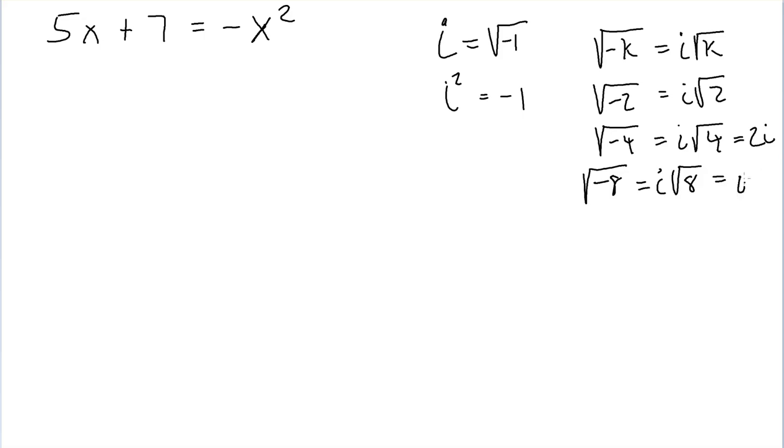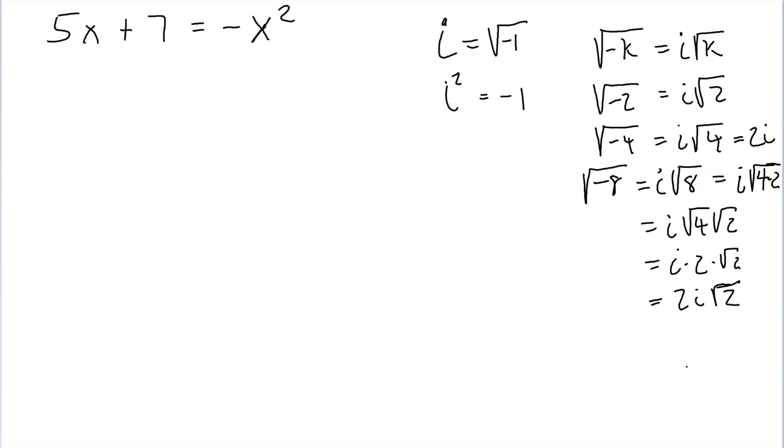But how do we figure that out? It's because 8 is 4 times 2, and that's the square root of 4 times the square root of 2. Now the square root of 4 is just 2, so this is i times 2 times the square root of 2, and typically we write that as 2i square root 2. Okay?